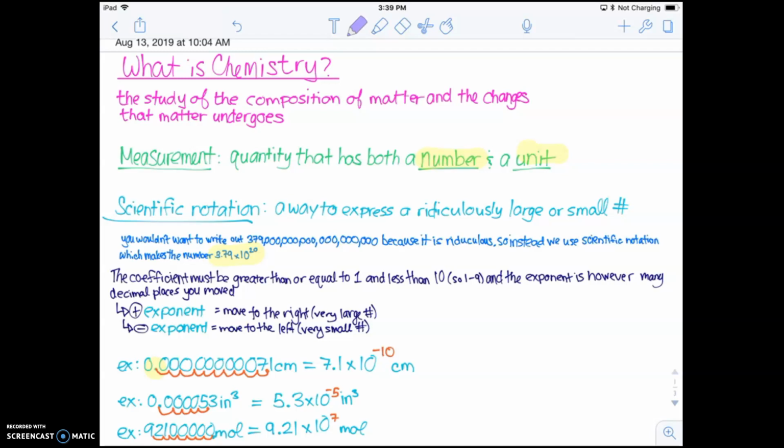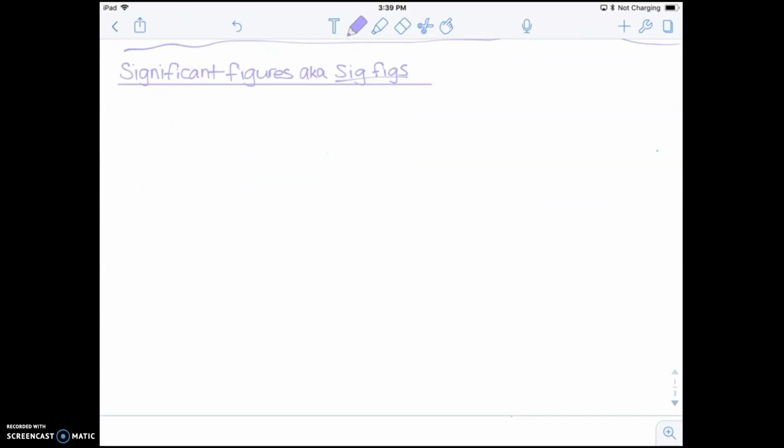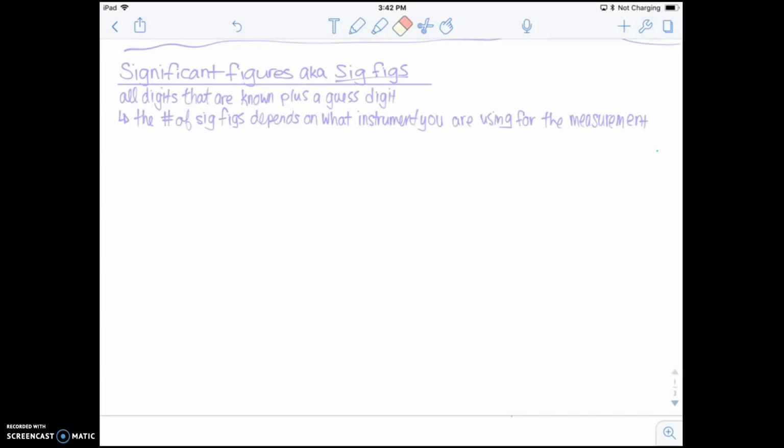All right, so last video, we talked a little bit about what chemistry was, what measurements are, and what scientific notation was, did a few examples. And so now let's actually get into significant figures. Again, I shorten this down to Sig Figs. So what are Sig Figs? Sig Figs are all digits that are known plus a guess digit.